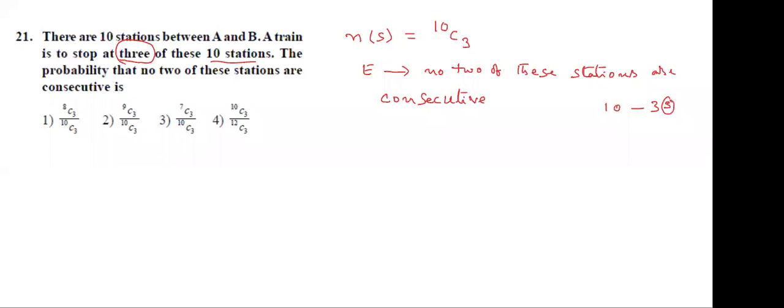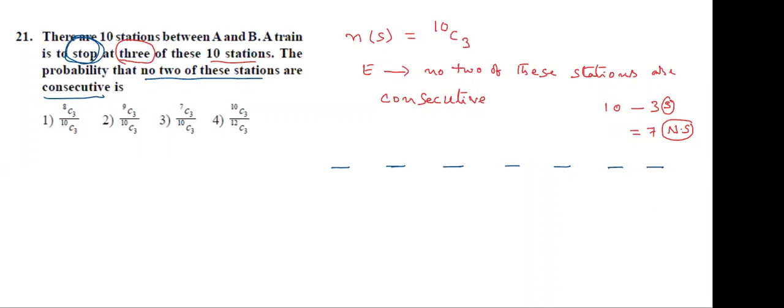Okay, so out of 10 stations, 3 are stopping stations. Subtract, how many remain? 7 non-stopping stations. First arrange the 7 non-stopping stations: 1, 2, 3, 4, 5, 6, 7. These are the 7 non-stopping stations. No need to arrange or select them. But where is the condition, no two of these stations are consecutive?